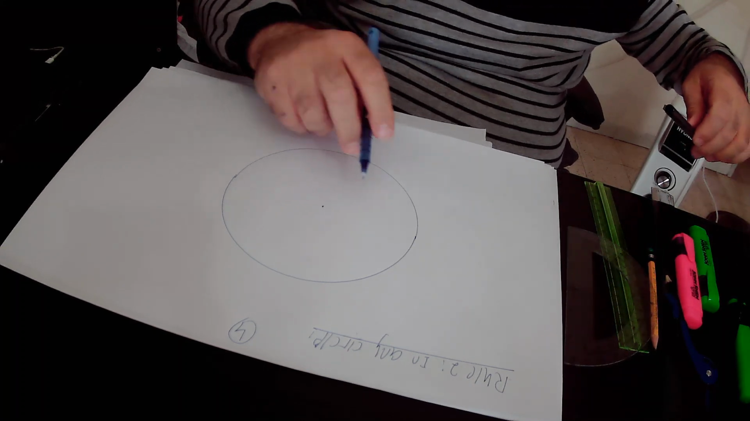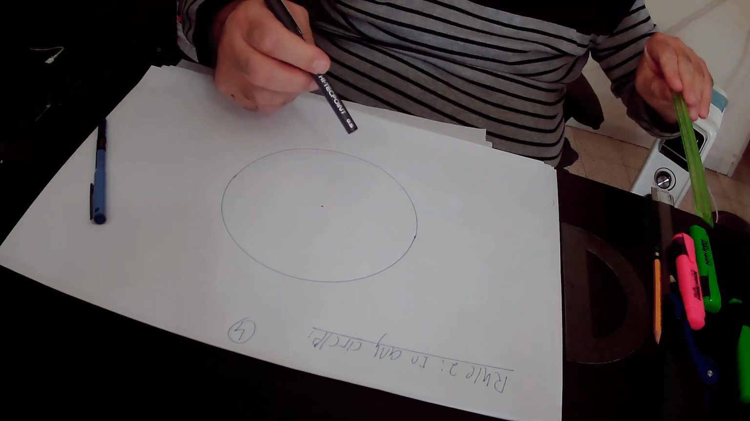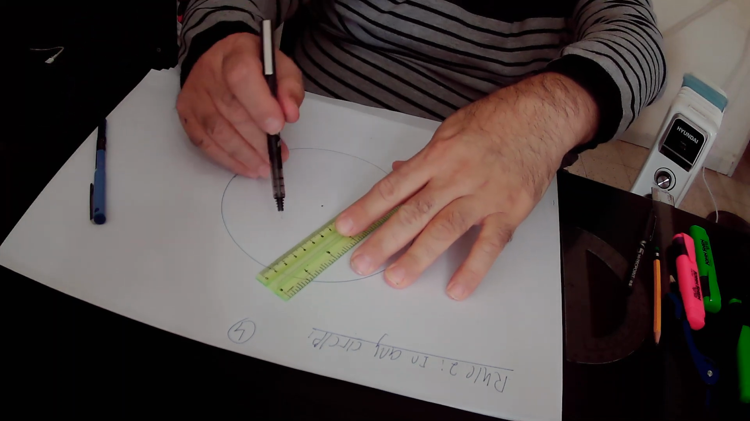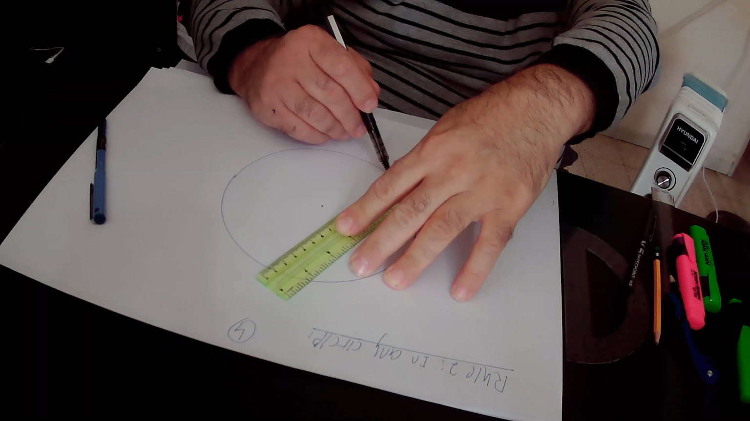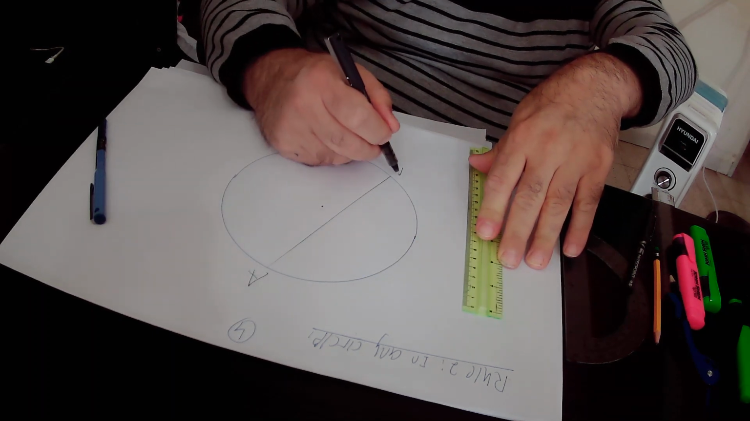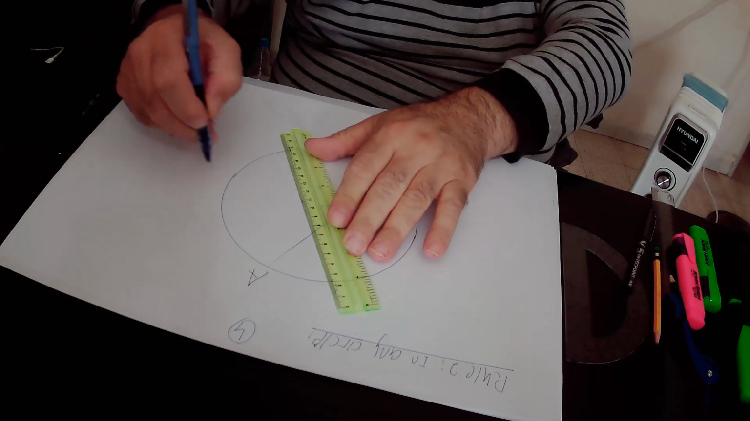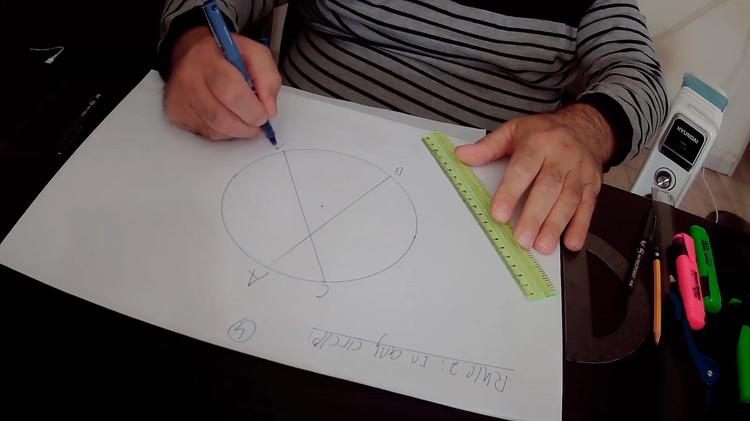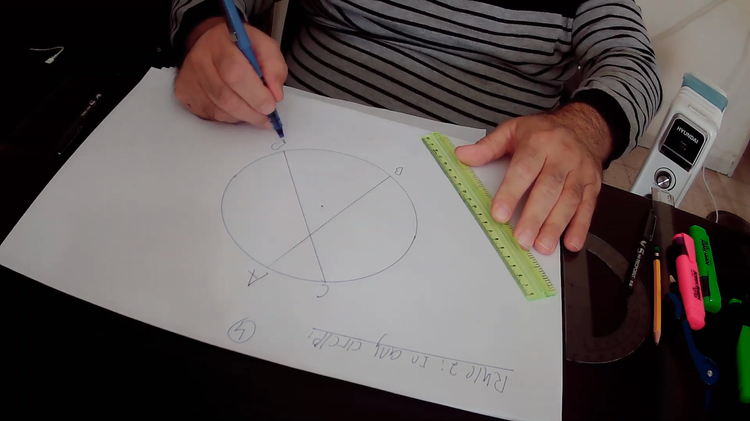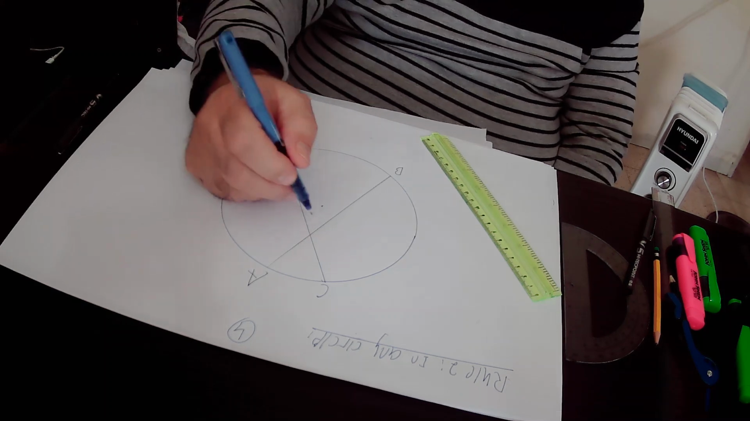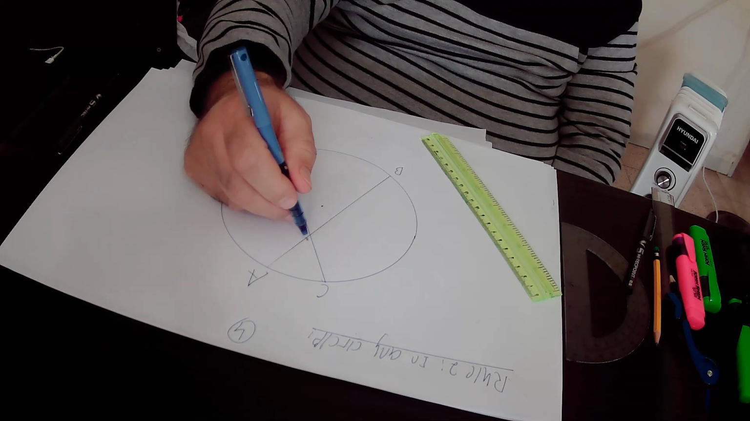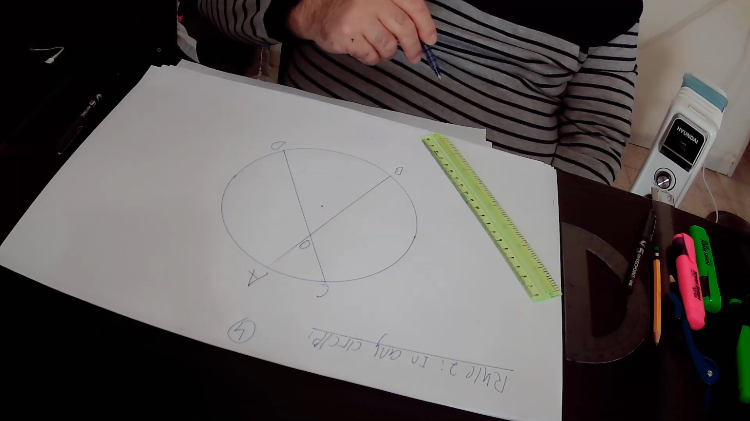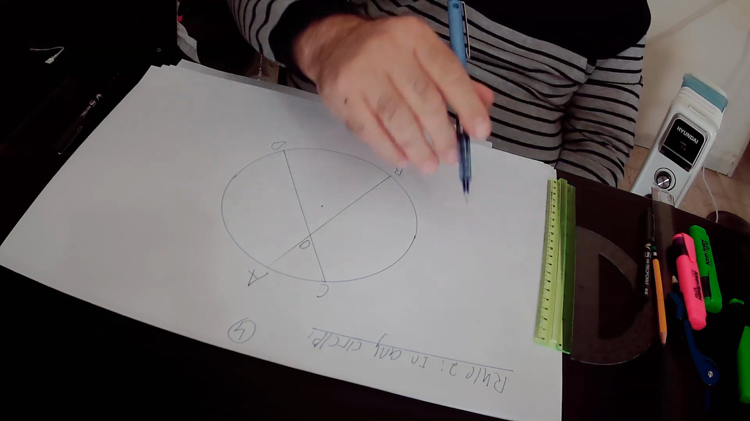If chord AB, this is chord AB, intersects with chord CD, this is chord CD, and the intersection point occurs at this point that we will define as point O. So chord AB intersects with chord CD at point O. So I write it down.